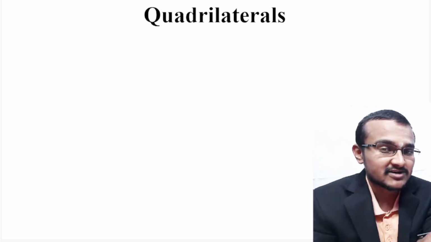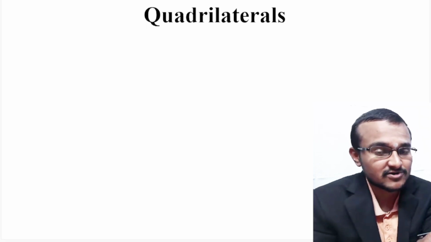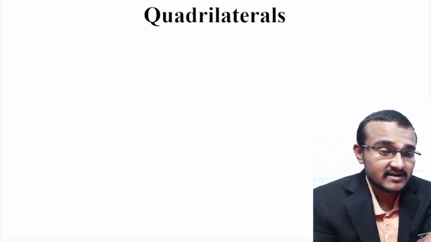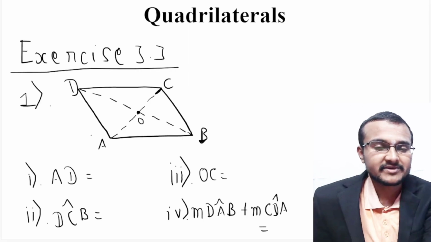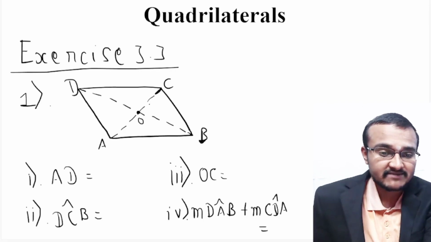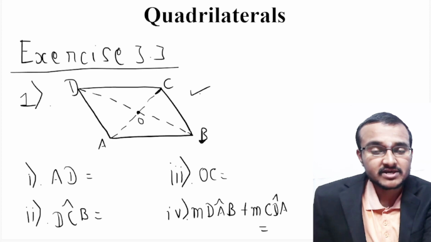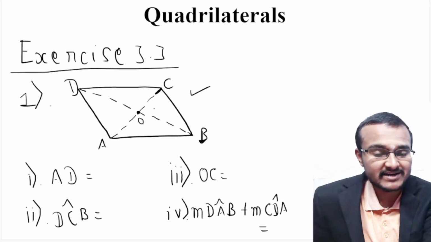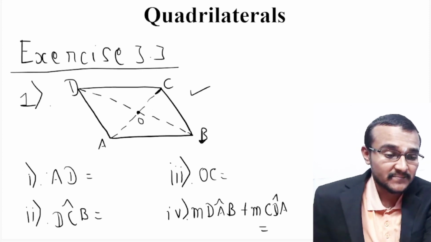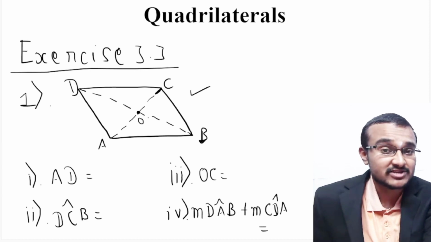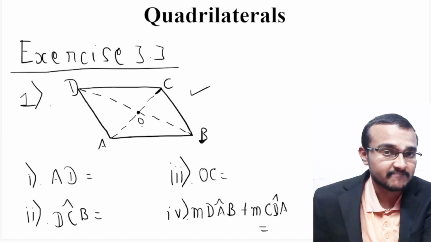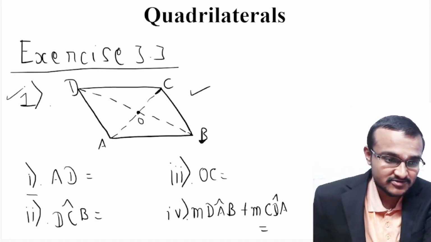After referring to the part 1 and part 2 videos, you can come to this part 3 video and understand the further concepts of quadrilaterals. Here in part 3 I will be explaining exercise 3.3 and exercise 3.4, which were left out. Coming to exercise 3.3, in the first question they have given a parallelogram. After giving the image of a parallelogram, they are asking us to complete these four questions by using the properties of parallelogram.